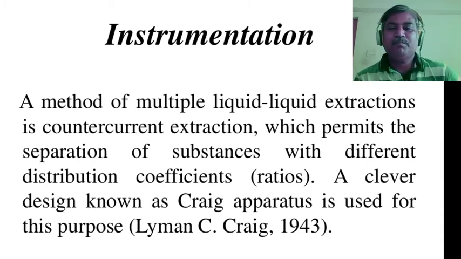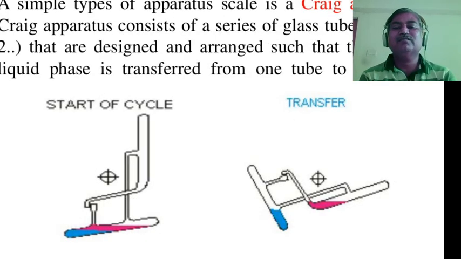Again I will repeat, the counter current method is a multiple extraction or liquid extraction method which permits the separation of substances with different distribution coefficients or ratios. This method was discovered by the scientist Lyman C. Craig in 1942, and he used the instrument called the Craig tube or Craig apparatus, having a structure like this.